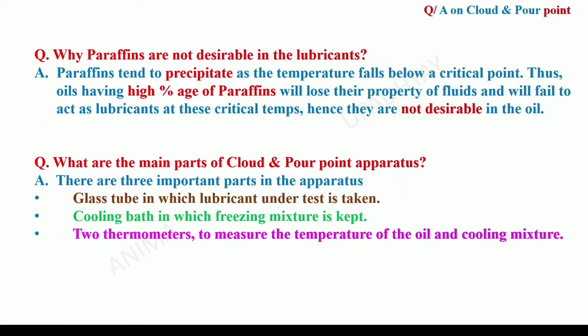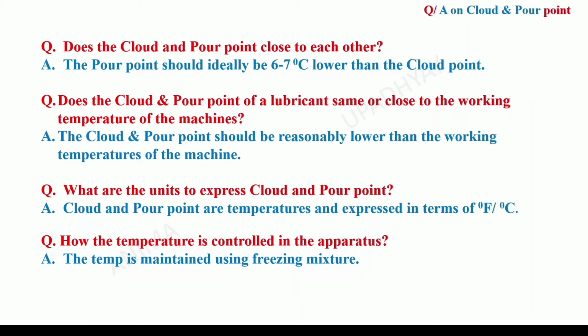What are the main parts of cloud and pour point apparatus? There are three important parts in the apparatus: the glass tube in which the lubricating oil is taken, the cooling bath in which the freezing mixture is kept, and two thermometers, one to measure the temperature of the oil and the other to measure the temperature of the cooling mixture. How far apart are the cloud and pour points? The pour point should ideally be 6 to 7 degrees centigrade lower than the cloud point.